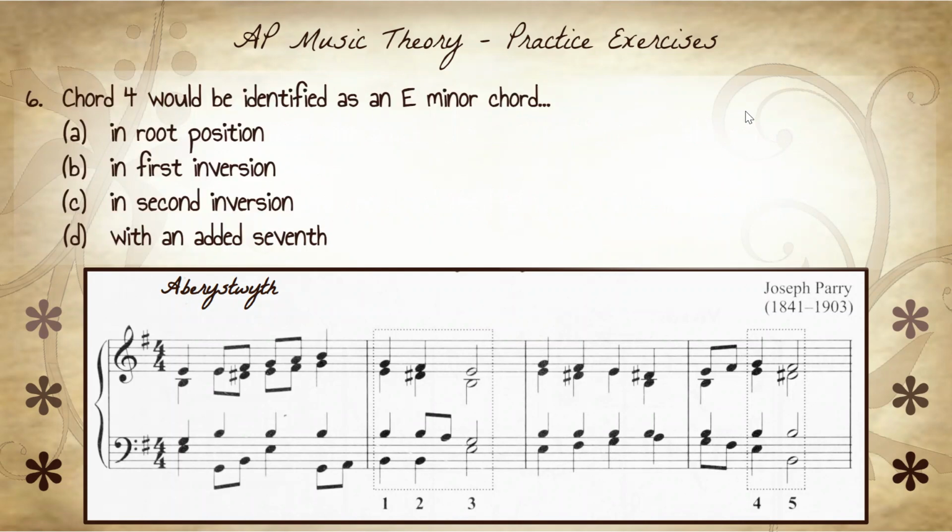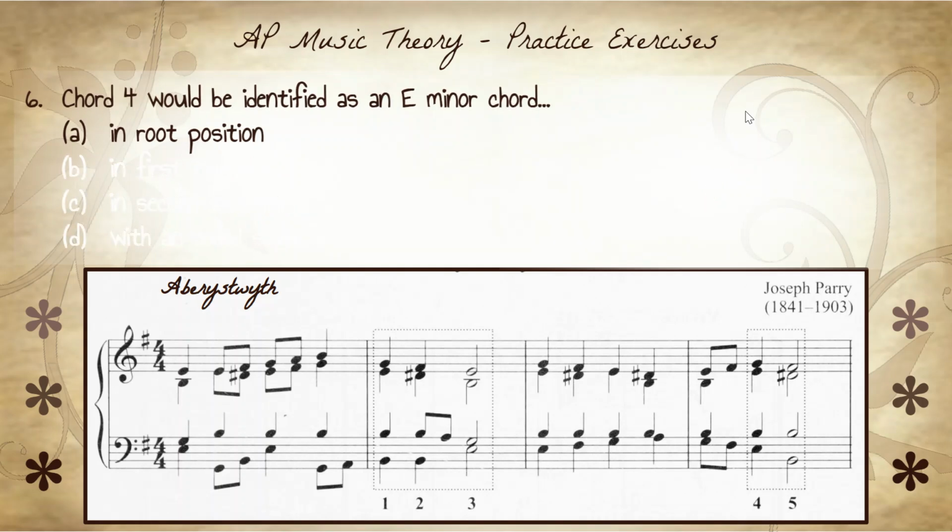Question 6. Chord 4 would be identified as an E minor chord. A, in root position, B, in first inversion, C, in second inversion, or D, with an added 7th. The correct answer is A. Chord 4 is an E minor chord in root position.